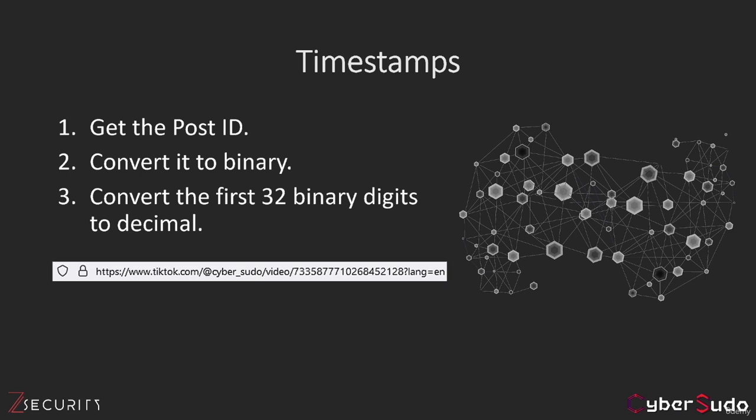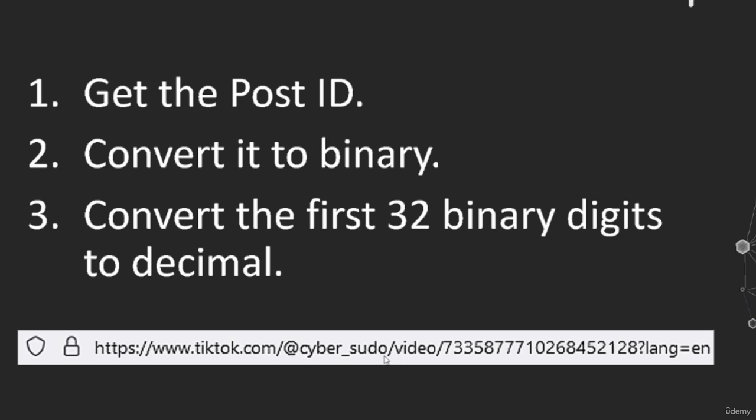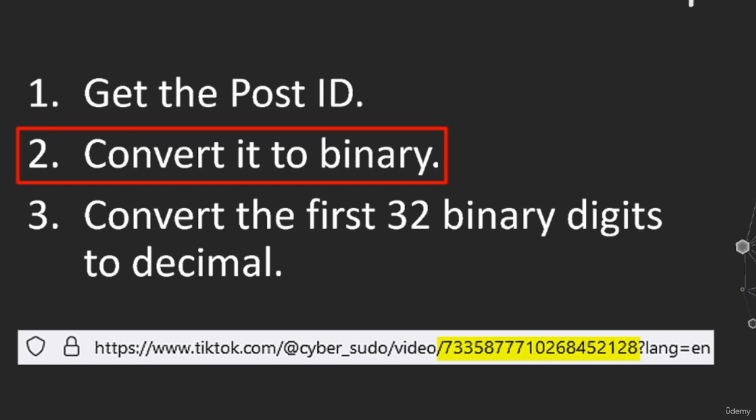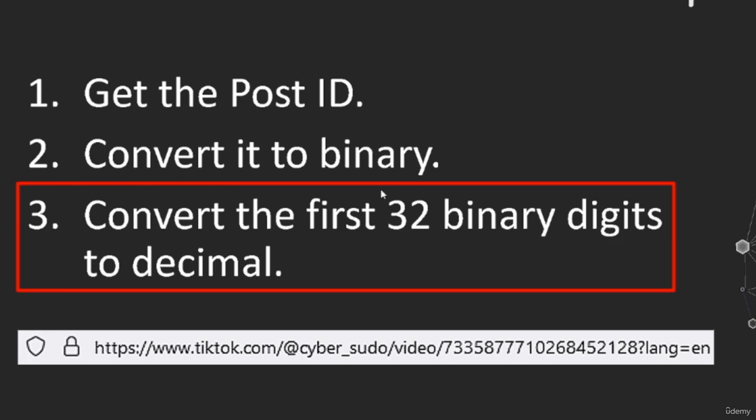Now, if you want to download a certain TikTok video and you want to extract the metadata or the timestamps, then you can basically play the video first, and then you want to have a look at the URL and you'll see a video ID which you want, and then you want to convert it to binary similar to what we have done in the LinkedIn OSINT lecture. And after you convert this number to binary, you want to copy the first 32 digits and convert it to decimal.